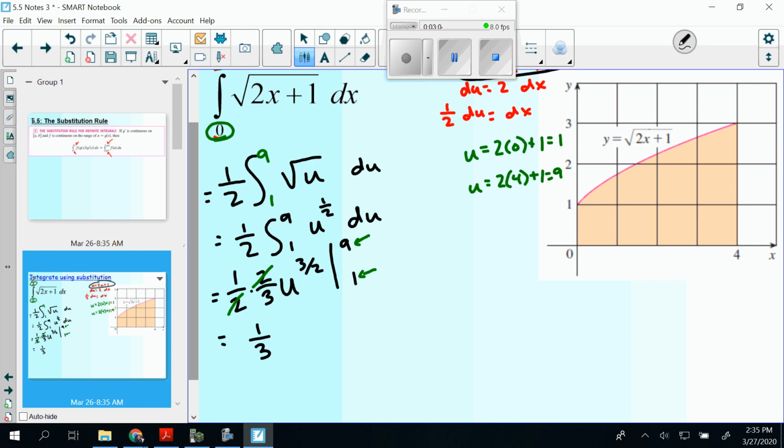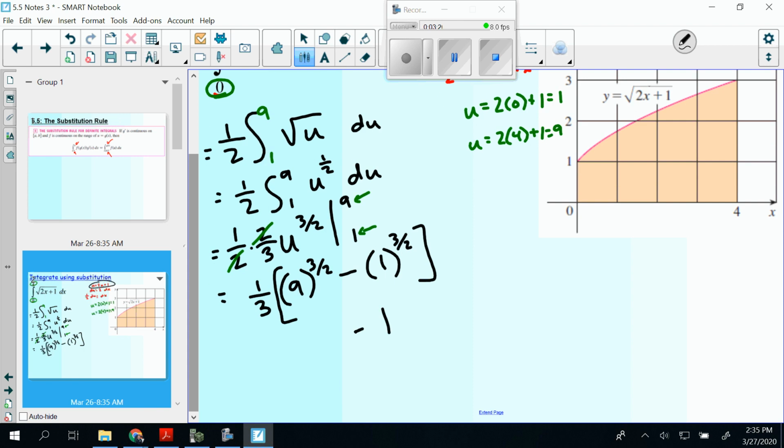We're going to plug in 9 for this. So we've got to figure out what 9 to the 3/2 power is, minus what we get when we plug in 1 for that function. I'm just going to leave that 1/3 outside, so that we multiply it at the end. Well, 1 to any power we know should be 1 here. We're going to have to figure out what is 9 to the 3/2 power. You could do that on the calculator.